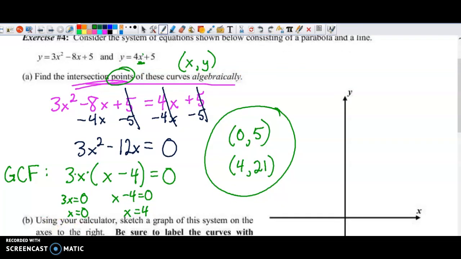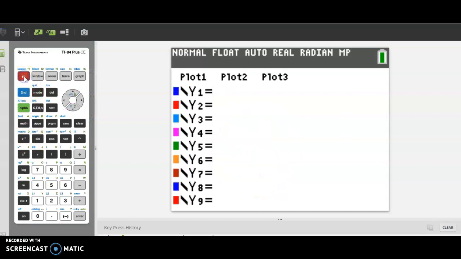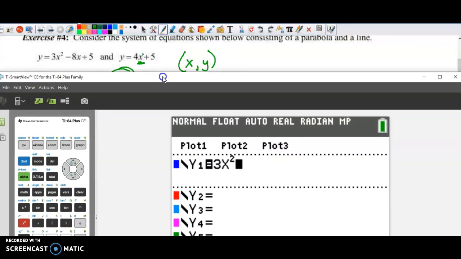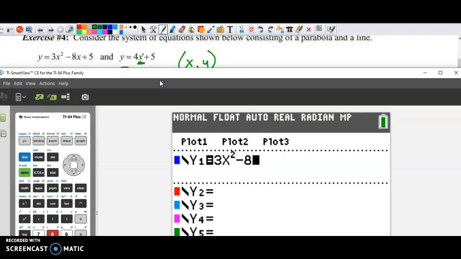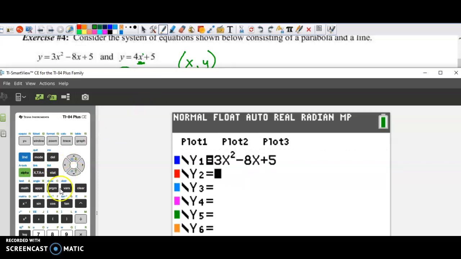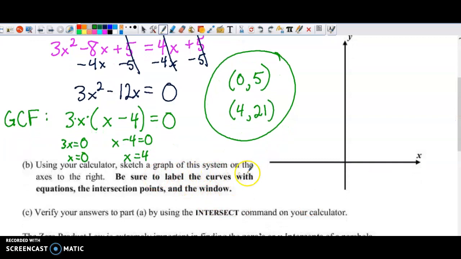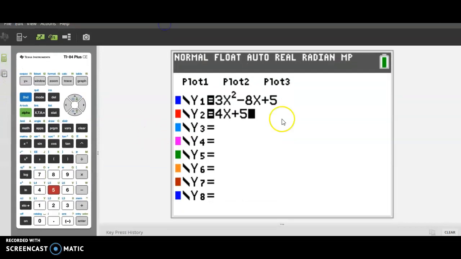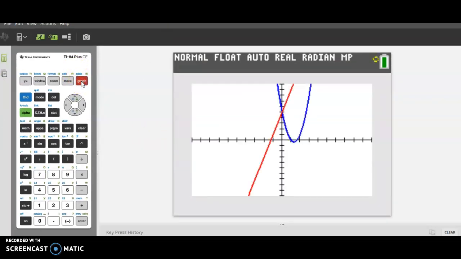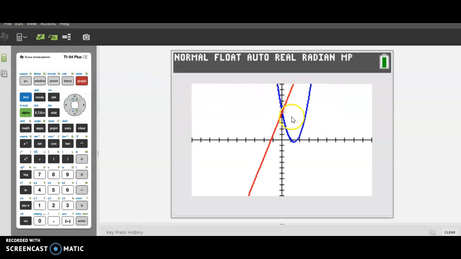So in my graphing calculator, all I'm going to do is hit the y equals button and type in the equations. So it's 3x squared minus 8x plus 5. And then I hit enter or the down arrow and then 4x plus 5. And if you read through the directions, they want you to sketch the graph of the system on these axes. So in order to sketch the graph, you have to type it into y equals first, and then go to the graph. And unfortunately, we can't quite see everything.